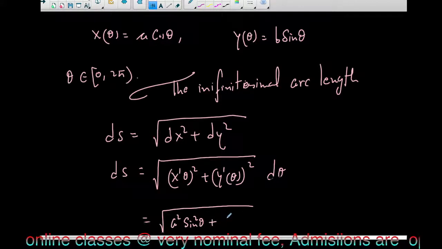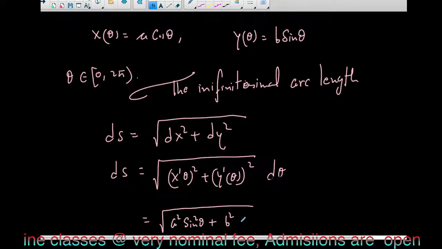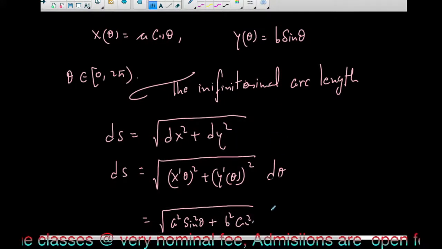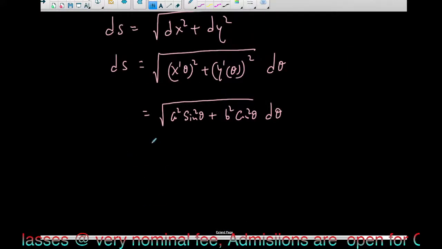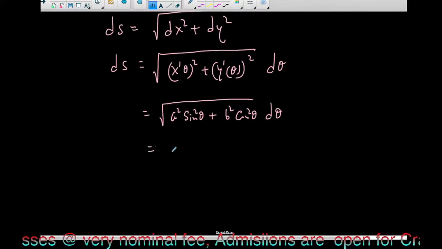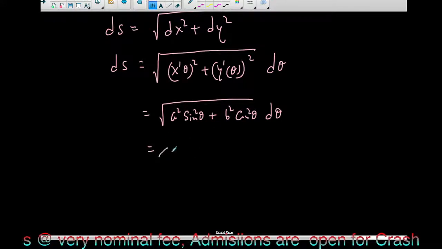And here, what about this one? That is also b square, and the differential of sin theta is cos theta. So b square cos square theta, right? And that is d theta. Is it okay? And hence we say ds is equal to, what, you can take out a common over here.